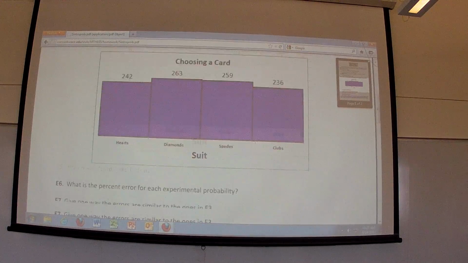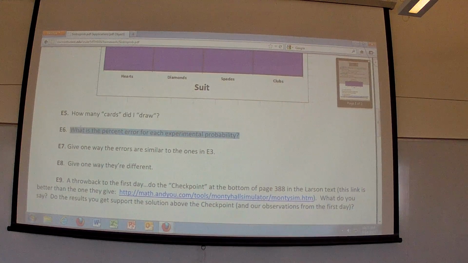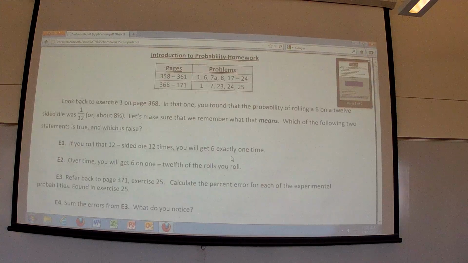So we got a vote for E6 and E7. What is the percent error for each experimental probability? Give one way the errors are similar to the ones in E3. So I'm going to have to go back to E3. Let's go back to the beginning here. Look back to exercise 1 on page 368.